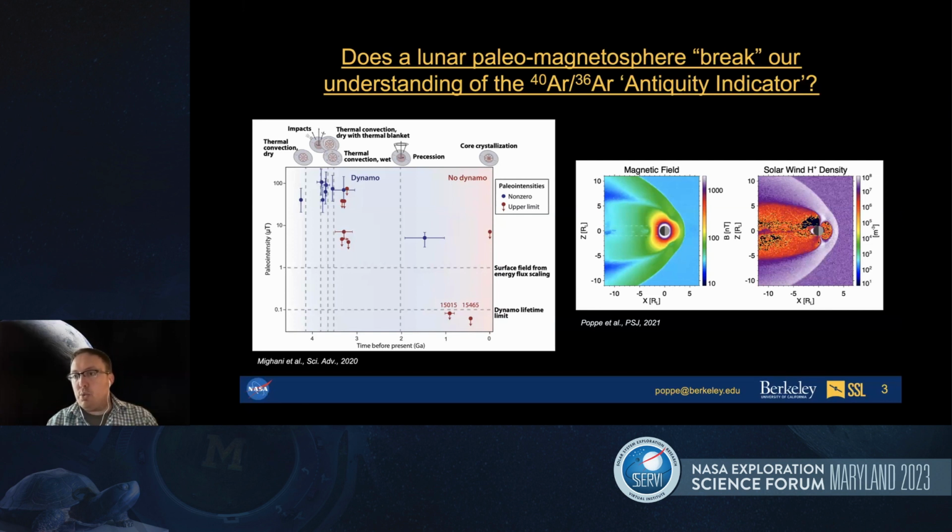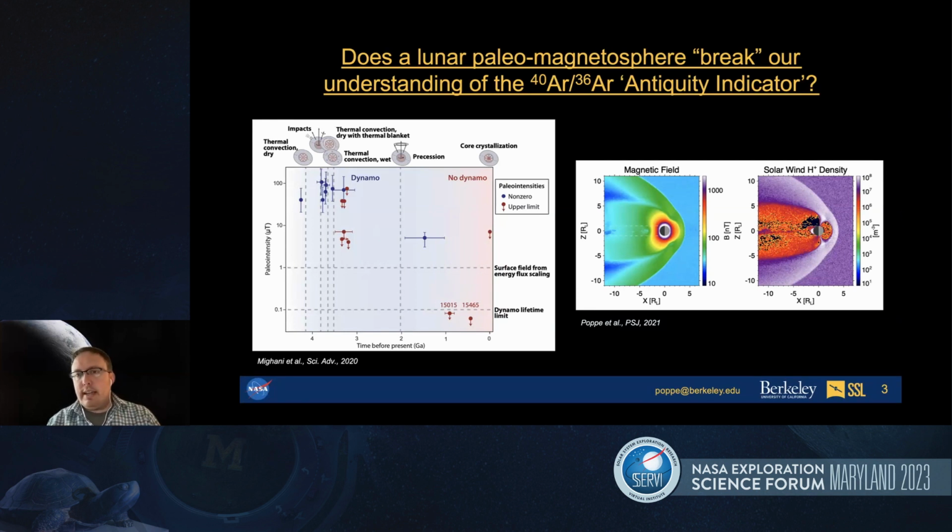So how is this ratio actually coming to work that we see in the lunar samples? The figure on the right shows just an example from some previous simulations our group did a couple years back, looking at what the effects of including a paleodynamo and the moon's interaction with the solar wind would be. You see the magnetic field and the solar wind density figures. So very obvious evidence that the moon would have a strong paleomagnetosphere that would strongly divert the solar wind before it gets down to the surface.